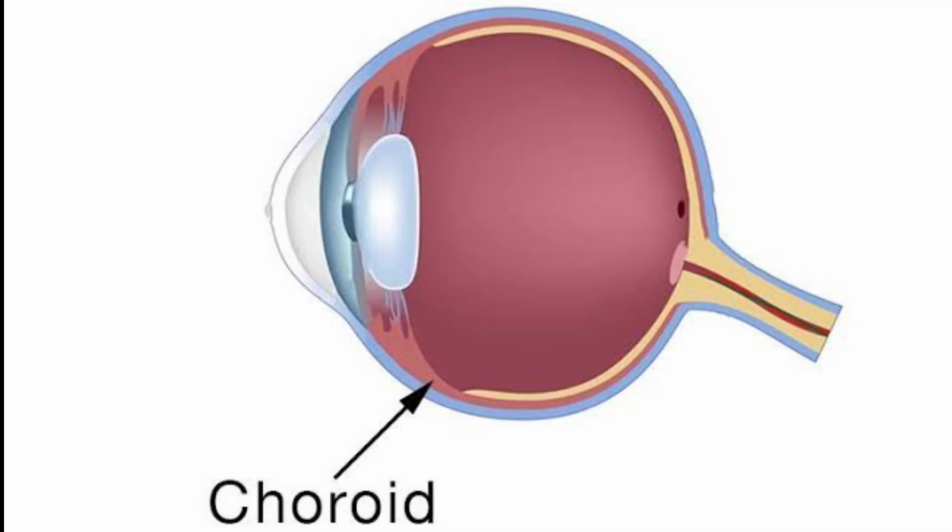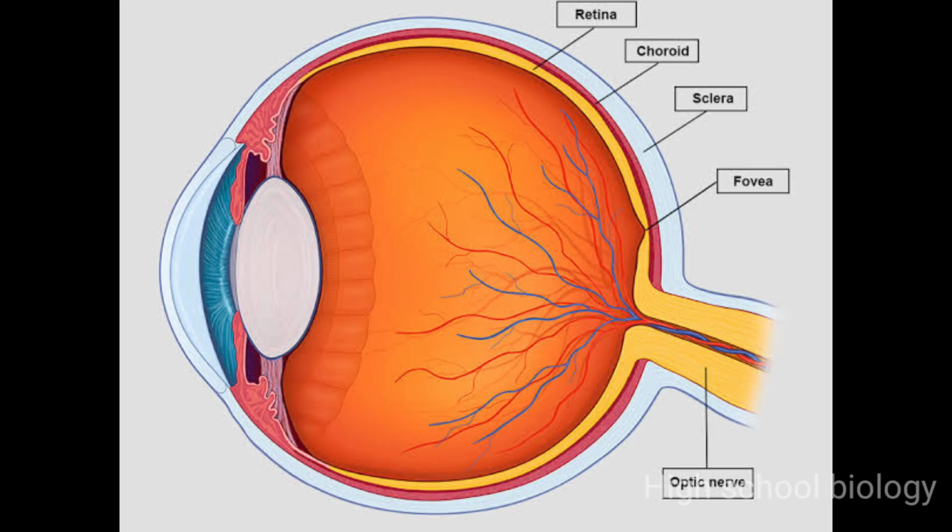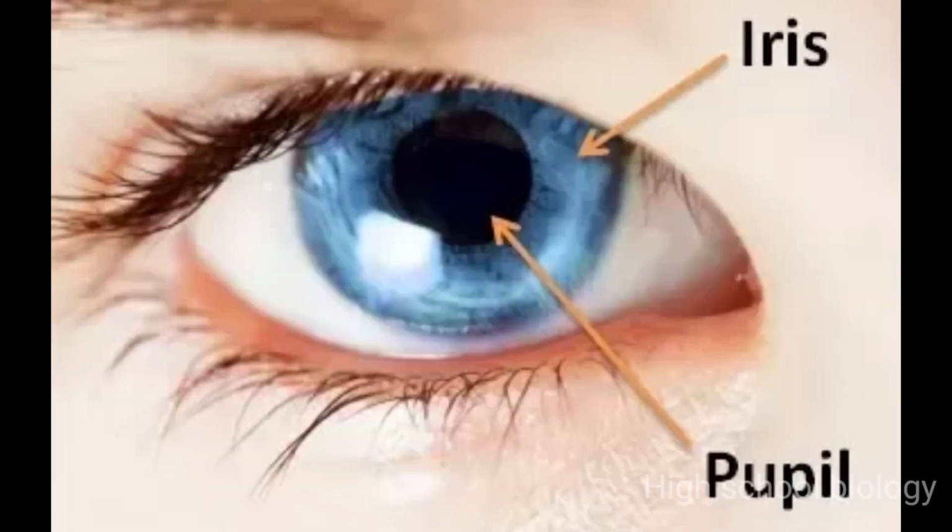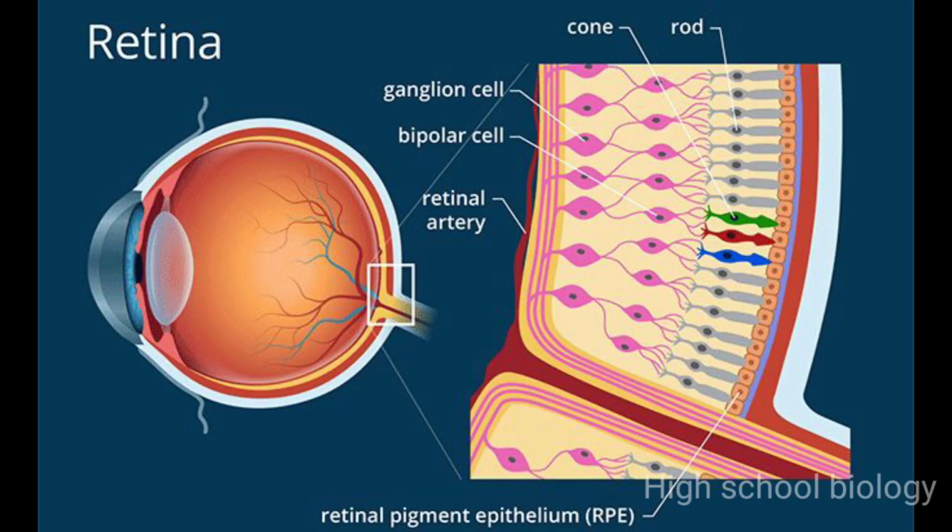And the third one is the choroid. The choroid is a vascular layer of the eye, containing connective tissue, and it lies between the retina and sclera. This thin layer of tissue is made up almost entirely of blood vessels. These blood vessels supply oxygen and nutrients to the outer part of the retina.